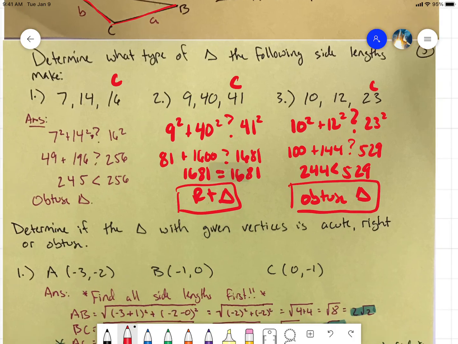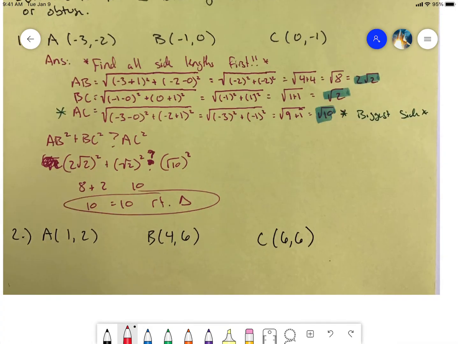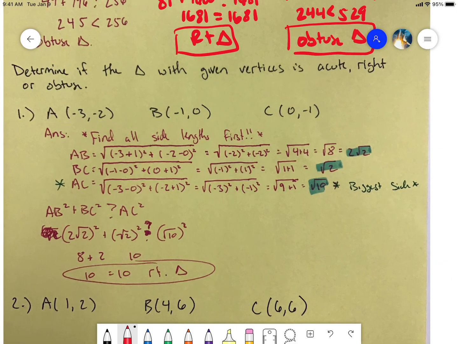Now, I'm just going to go through example number 1 with this. You can feel free to work on example number 2 yourself. But now let's just say we're in the coordinate plane, and we're given 3 vertices for this triangle. What we want to do is figure out whether it's right, acute, or obtuse. So in order to do this, I need to find the lengths of all the sides first, okay? Now, I've found the length of AB, BC, and AC using the distance formula.